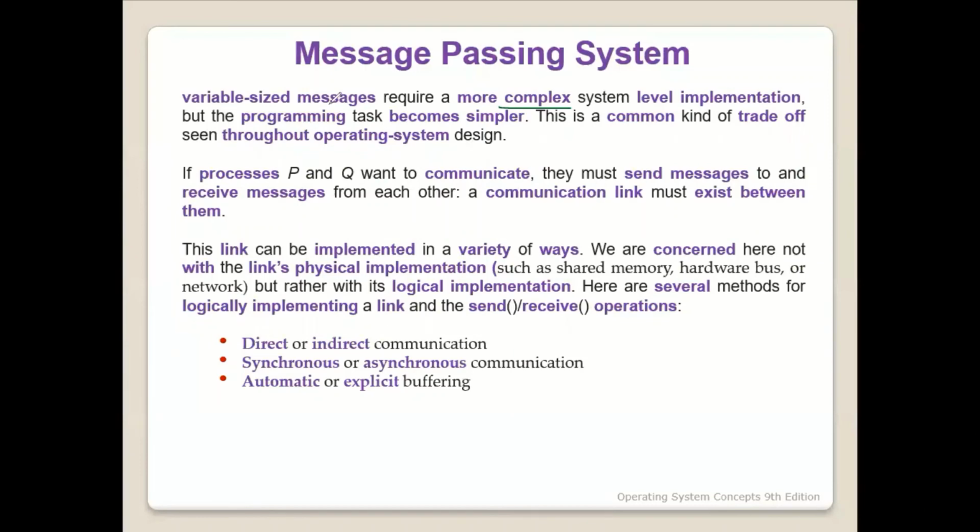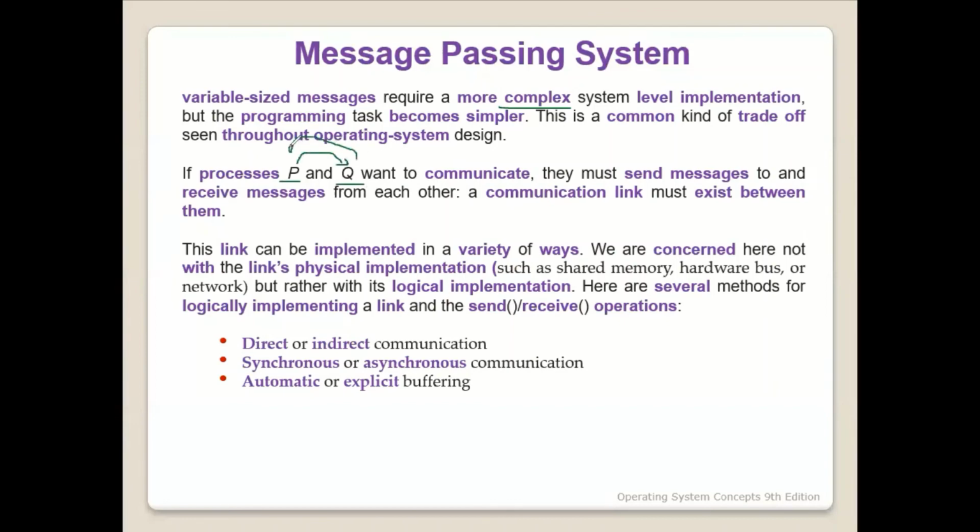So let's see one example. Let's assume that we have two processes, one is P and one is Q. They want to communicate, so let's assume that they send and receive messages. So we are in message passing. P and Q are communicating by sending messages. P sends a message, or Q sends a message, or whatever it is.